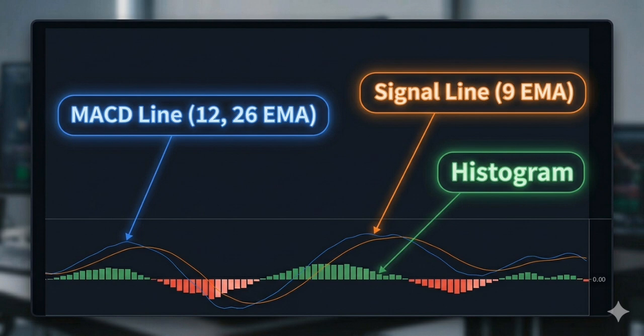Finally, there's the histogram. Those bars you see growing and shrinking represent the distance between the MACD line and the signal line. When the bars are above the zero line, momentum is bullish. When they are below, momentum is bearish.